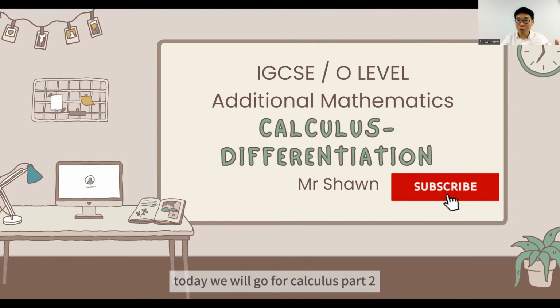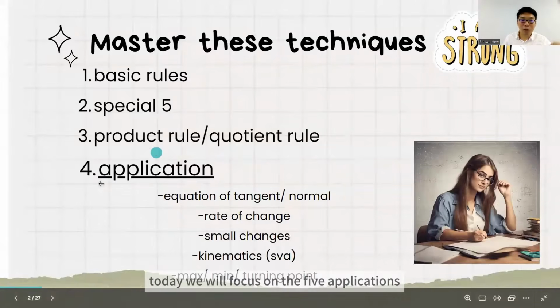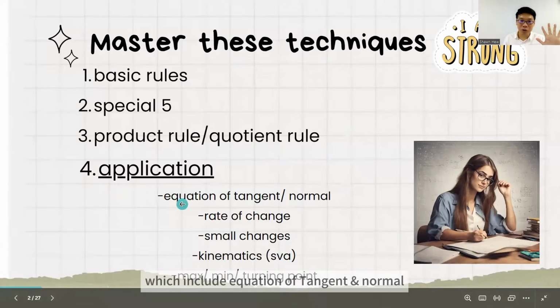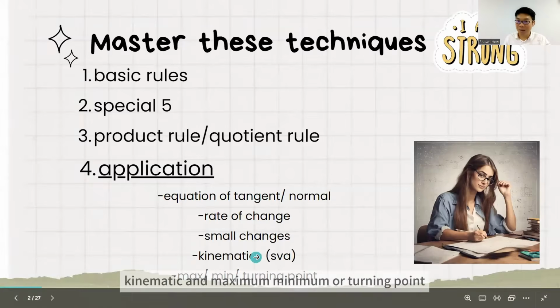Today we will go for calculus part 2, differentiation application part. For the first part, which is the technical part, basic rules, the special 5 product rule, quotient rule, you can refer to the previous video. Today we will focus on the differentiation application which includes equation of tangent and normal, rate of change, small changes, kinematics, and maximum, minimum, or turning point.